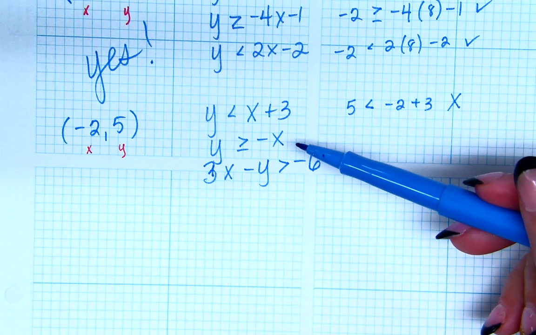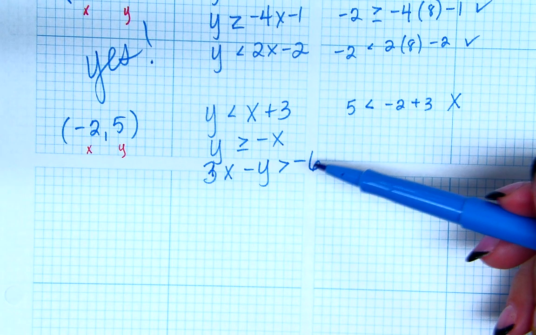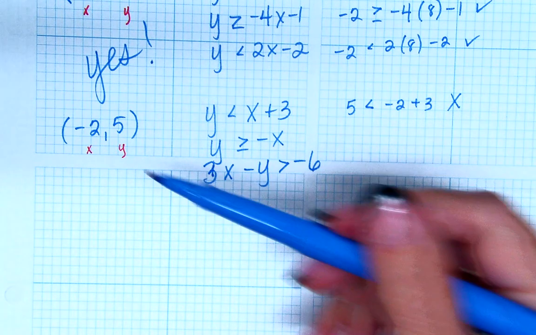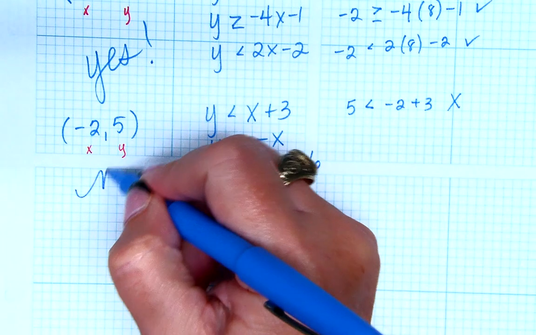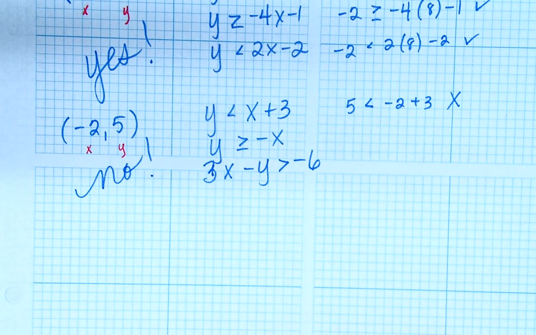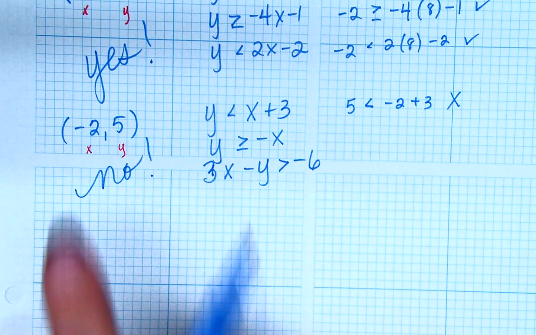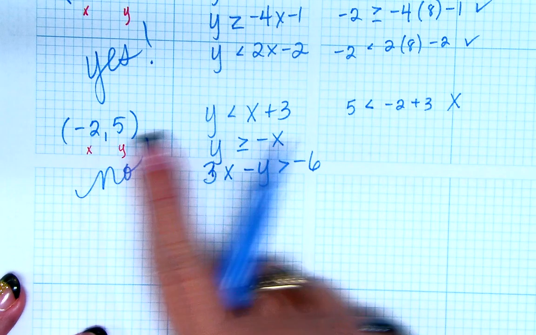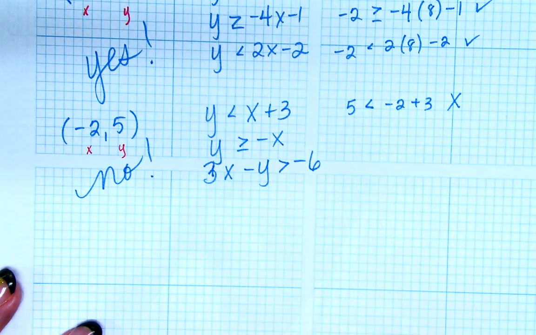Do I even have to check the other two? No, because once it's no for this one, it's no for the whole problem, right? So it's not a solution. Well, it's not no solution, it's just no, right? Remember that the question is, is this point a solution to this system? It's not. Okay? You okay so far?